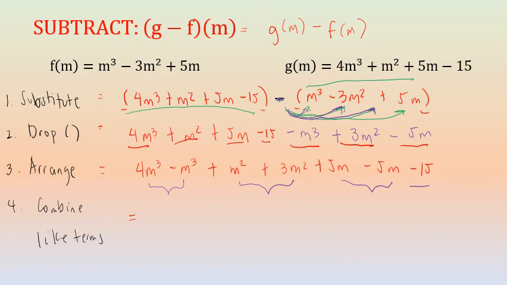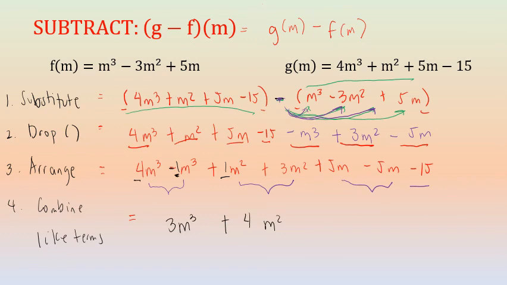Okay. So, let's combine the like terms. Copy the base and the exponent. Then proceed to the addition or subtraction, subtraction ito, since this is negative, of the numerical values or coefficients. This is 1. So, 4 minus 1 will give us 3m cubed. Next, m squared. They are like terms. So, again, this is positive 1, plus 3. That is positive 4.